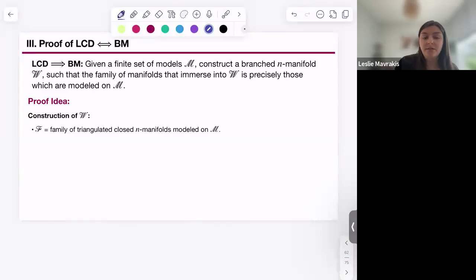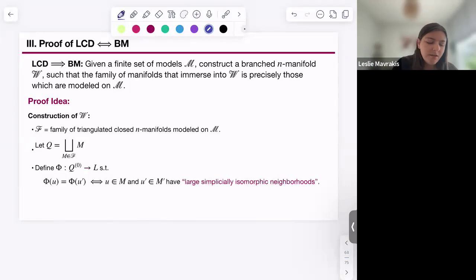So if we have some family of manifolds that are triangulated and they're modeled on this set, and they have the triangulation that you get the modeling from, and if I just take the union of this, so this is a very large union, and a branched manifold needs to be compact. That's the issue here: we have this union of many, many manifolds, and we need to make sure that we get something compact from it.